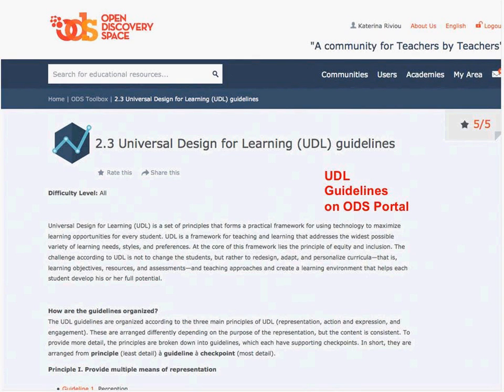The platform also has some other functionalities, apart from searching and sharing resources. You can have access to training academies, addressing teachers and other education stakeholders. And there is a toolbox where we can find descriptions of popular teaching methods. We also make a reference to the UDL guidelines and checkpoints provided by CAST.